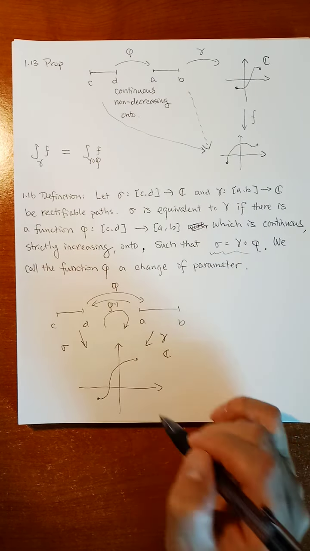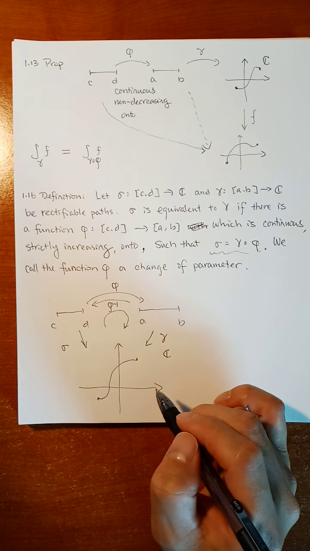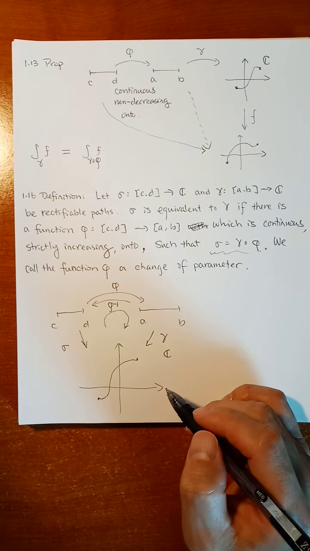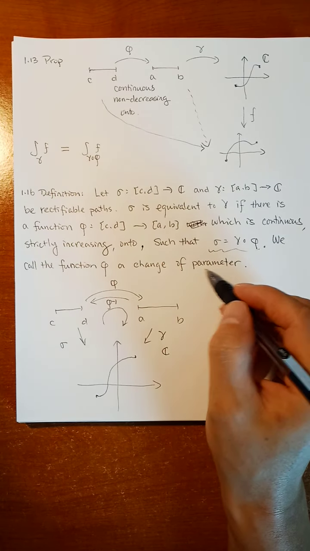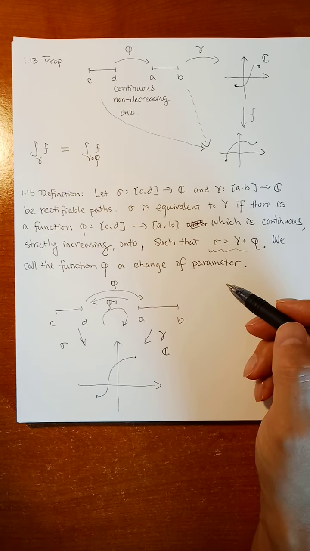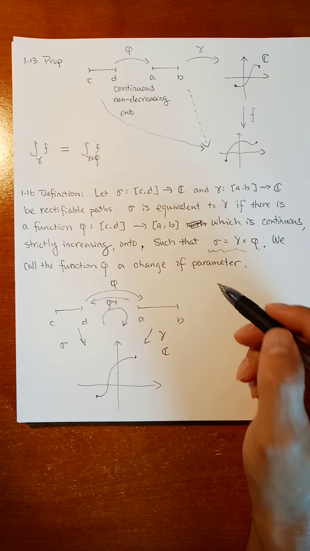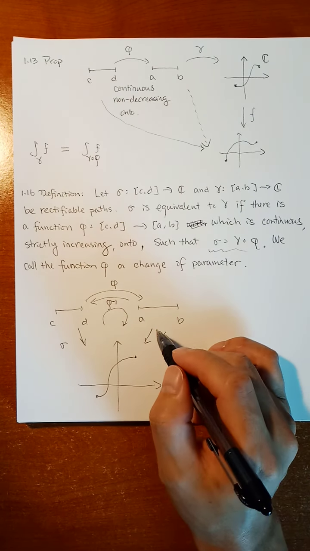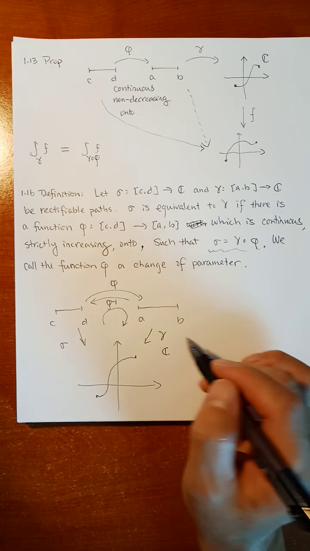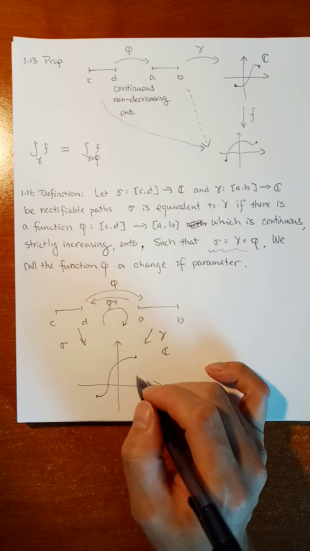And they share the same path. Basically, you can realize this path by this gamma, or you can also realize this path by this sigma. So between gamma and sigma, you can change the parameter. That's why this function phi is called a change of parameter. Of course, the path depends on the realization by gamma and sigma. It has several equivalent realizations. So this is called a curve.